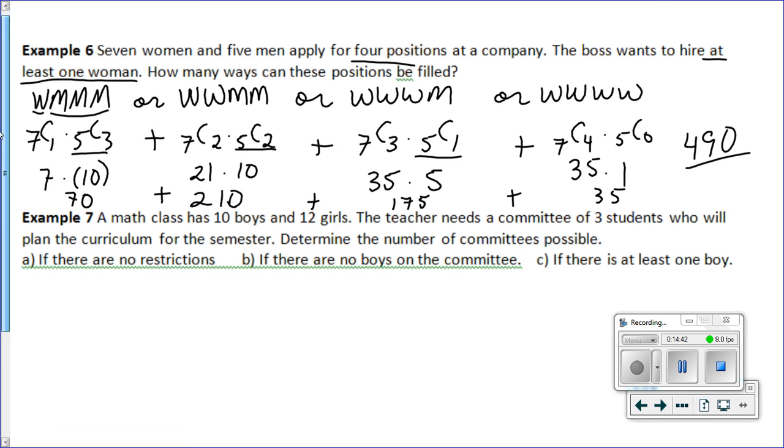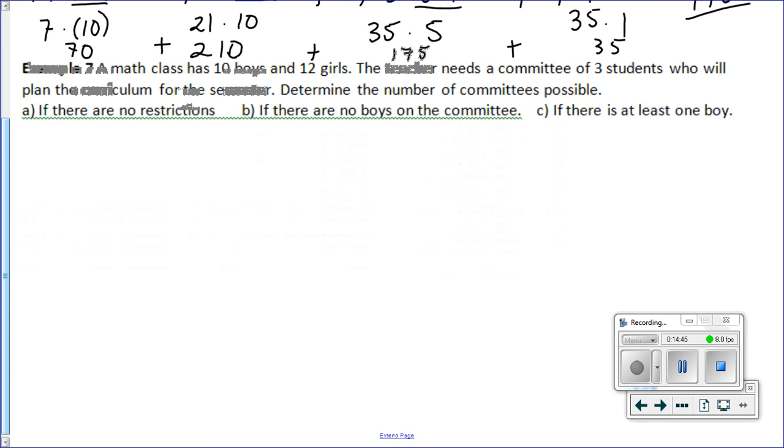Here is a similar problem, and it says a math class has 10 boys and 12 girls, and just write that down, 10 boys, 12 girls. The teacher needs to make a committee of 3 students who will plan the curriculum for the semester. That sounds like fun. 3 students in a committee. Notice they don't have a particular role. So when there's no positions on the committee, then we know it's a combination. Versus when there are positions, then it's a permutation. Right. So we want to determine the number of committees possible given these different situations.